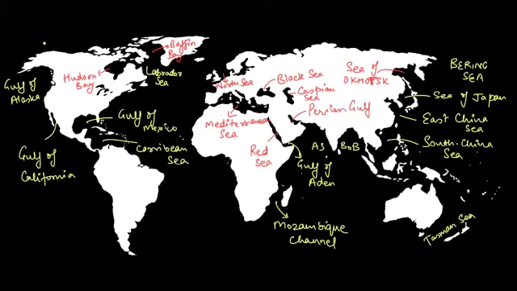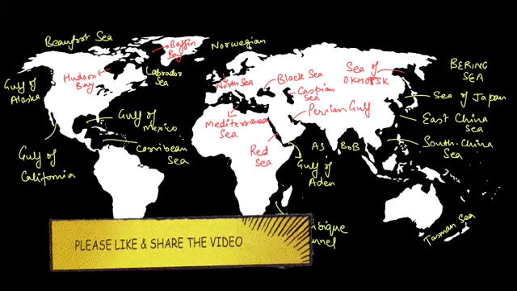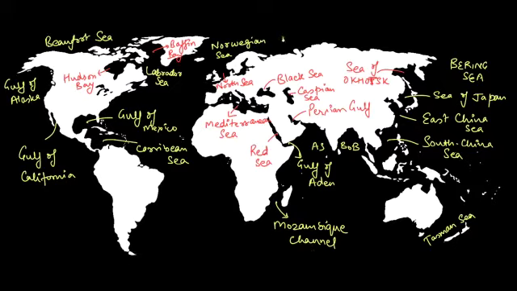This is the Beaufort Sea, whereas this being the Norwegian Sea. This is the Barents Sea. And lastly, the seas on the northern coastline of Russia, the Kara Sea, Laptev Sea, and the East Siberian Sea.